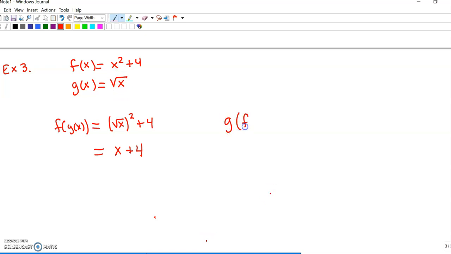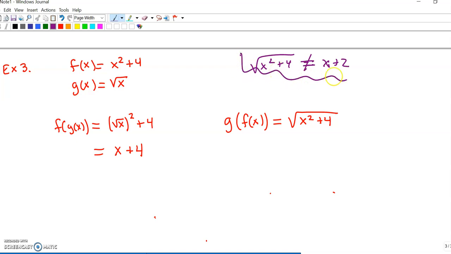If you have g of f of x, now we're putting f into g: square root of x squared plus 4. That does not simplify. Just as an aside up here, you cannot just square root each part. That is not the same as x plus 2, because you cannot just square root each part on that. So that does not simplify. It's not a perfect square.